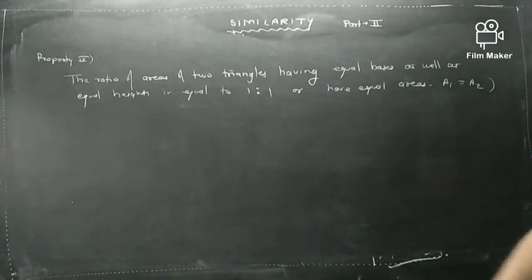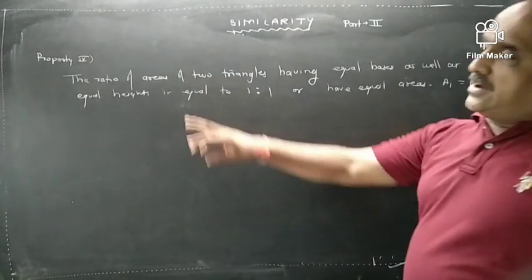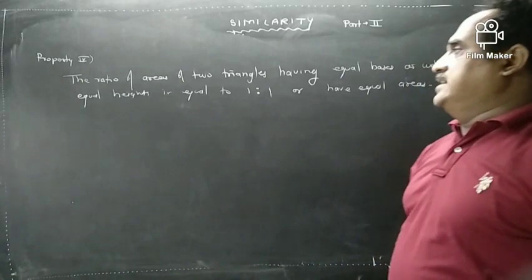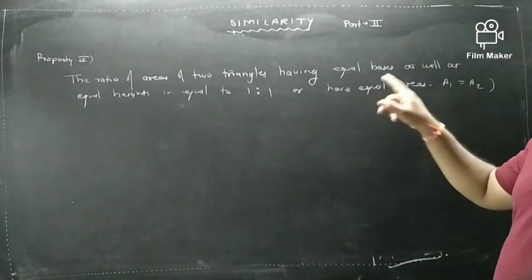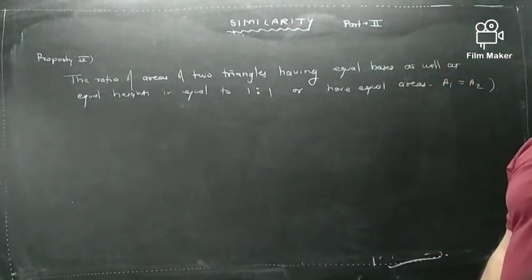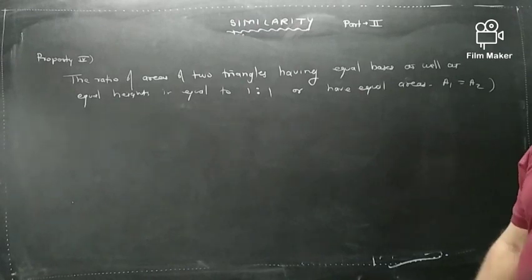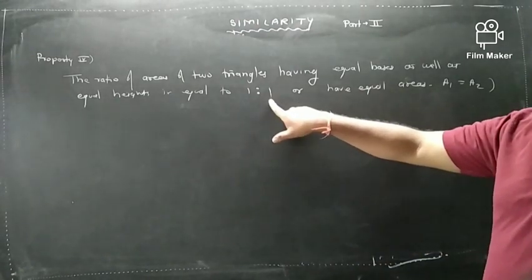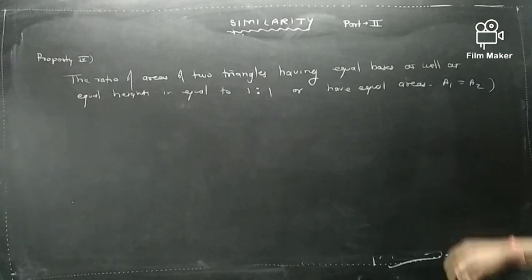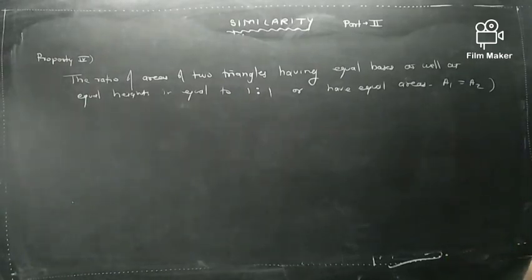So the last property: the ratio of areas of two triangles having equal bases as well as equal heights. The ratio is equal to what? 1:1, or we can say that they have equal areas. A1 is equal to A2.